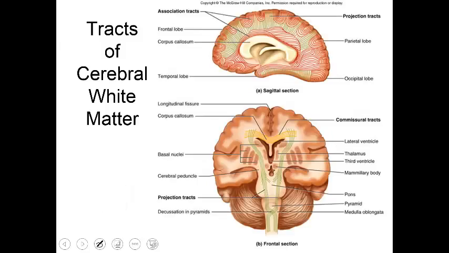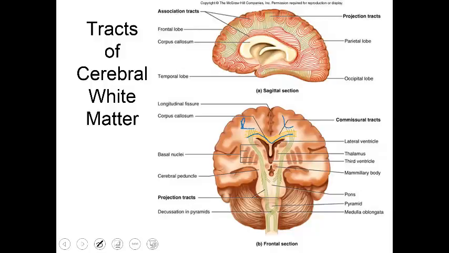What we're going to do now is look at tracts. You know that tracts are nothing but a bundle of axons that have a similar origin and a similar destination. So we're going to look at tracts that connect different parts of the brain. Now, there are three types of tracts. You can have a tract that connects the left hemisphere to the right hemisphere. So this is the right hemisphere, this is the left hemisphere. These yellow tracts right here are called the commissural tracts.